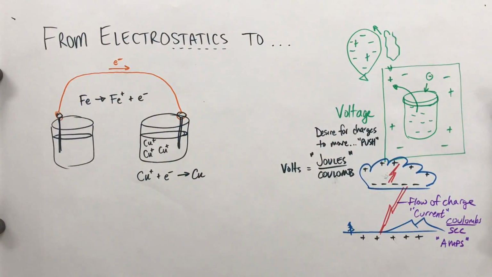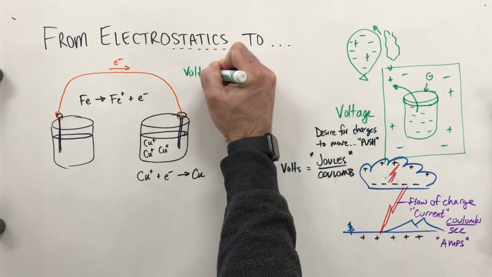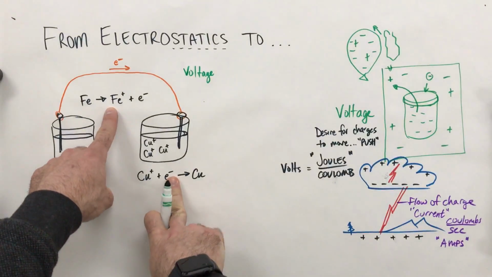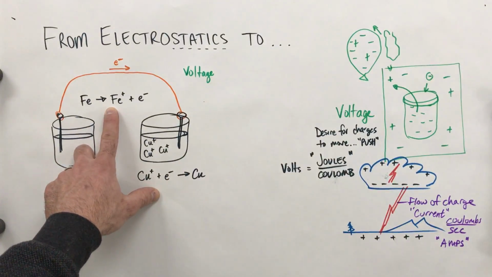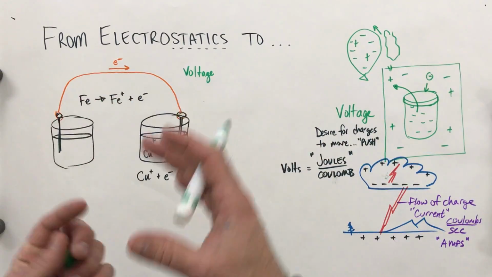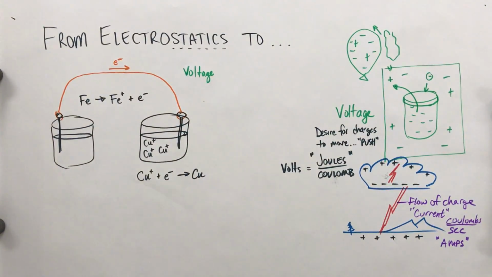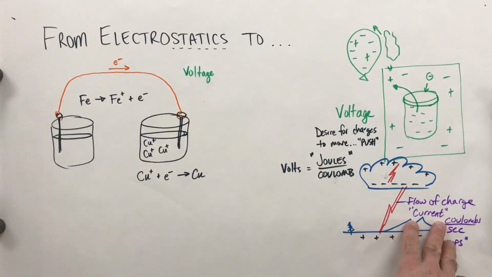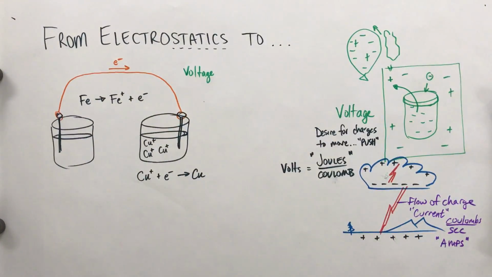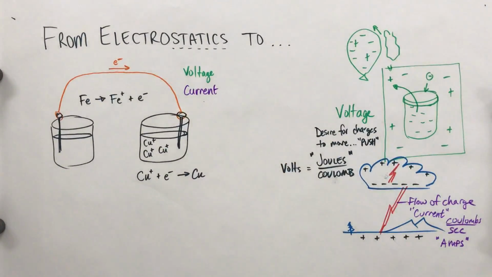The voltage on this side, in my simple battery here, comes from the two different chemical reactions that are happening. That is the push behind the charges. And then the wire here allows for the flow. It allows for current to be present. Right, the flow of charges.